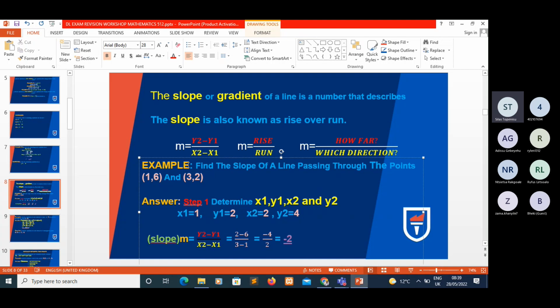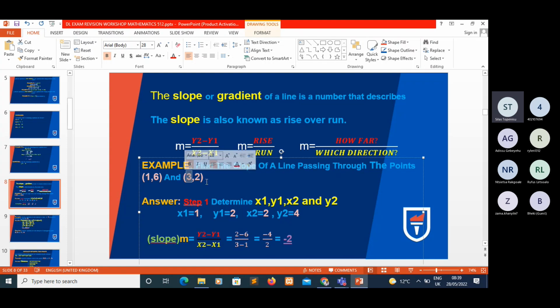I have an example here. Let me explain using my example. I have two points, and the question says, find the slope of a line passing through these points. Always remember, whenever you're given a point, one value represents x and the second value represents y. The first coordinate is the x coordinate, and the second one is the y coordinate.